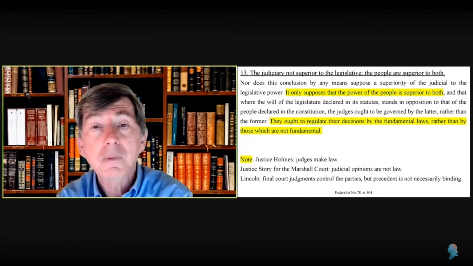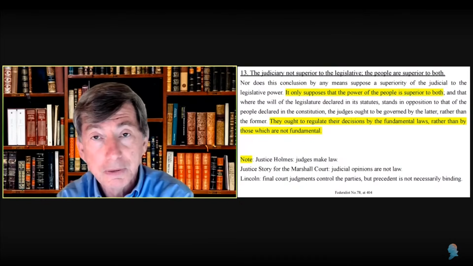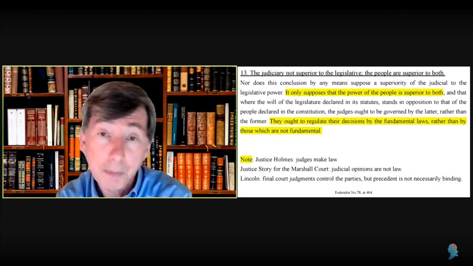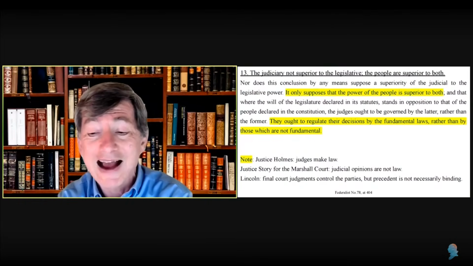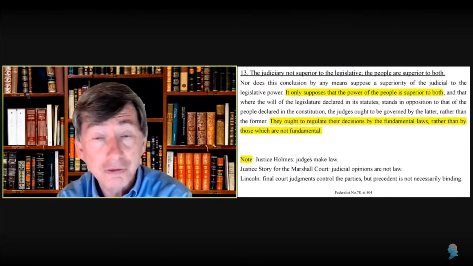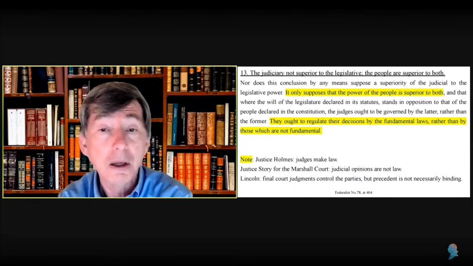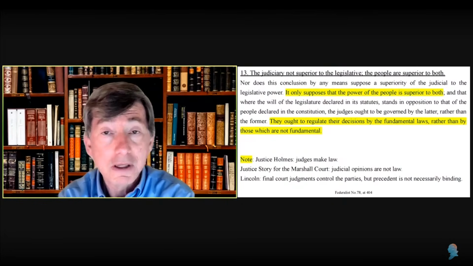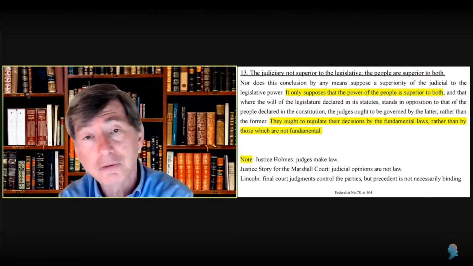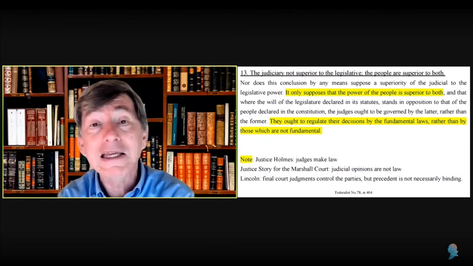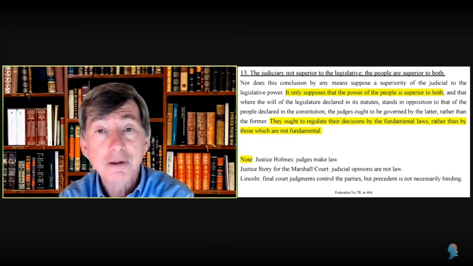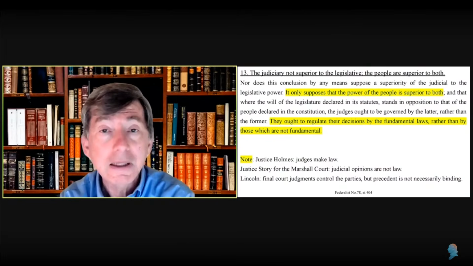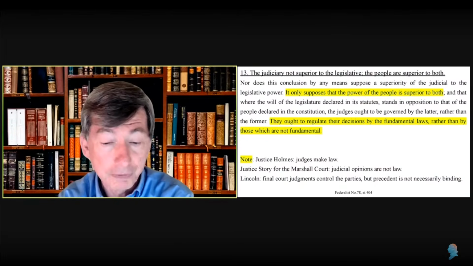Unfortunately, with the advent of the notion of the living constitution promoted by the progressives, this idea that the Constitution is fundamental, unchanging law, subject only to amendment, has been lost, and generations of law students and therefore lawyers believe that in fact this is the way it's supposed to be. Nothing could be further from the truth.